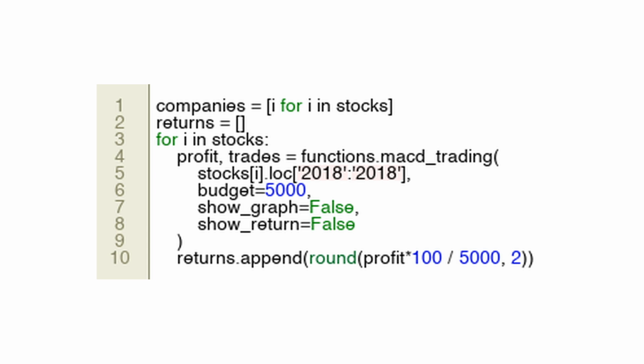It takes a slice of each stock's data for the year 2018, a budget of 5,000 units, and two flags for controlling the display of graphs and returns, show graph and show return. Both are set to false, meaning no graphical output or display of returns is generated. For each stock, the MACD trading function returns two values: profit, which indicates the monetary profit obtained by applying the strategy with the specified budget, and trades, which could represent the number of trades made or the actual trades performed, though the trades variable is not used further in the provided code snippet.